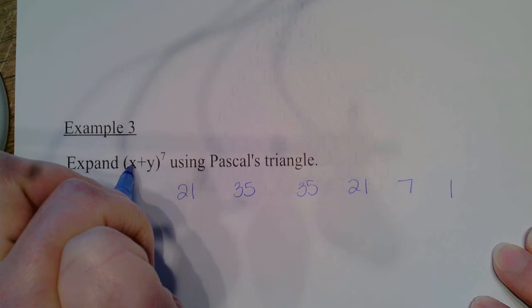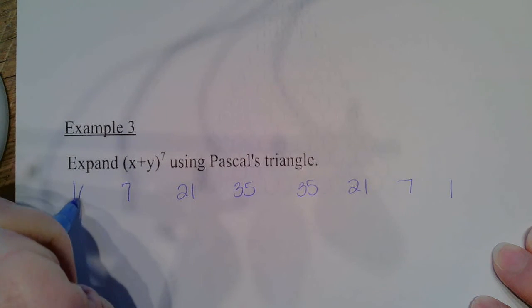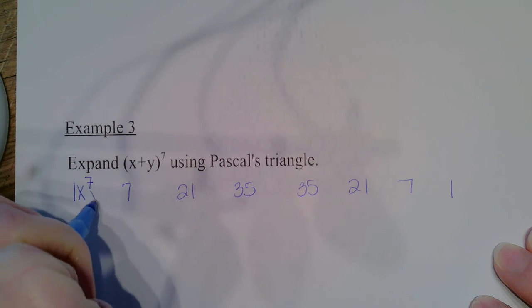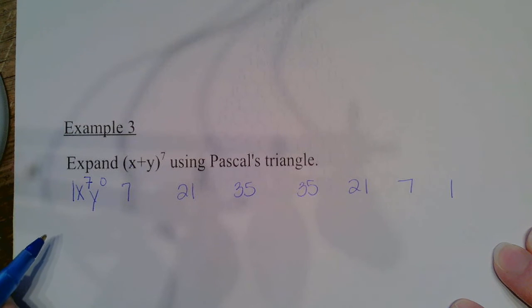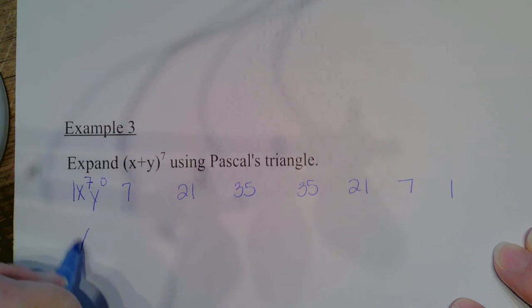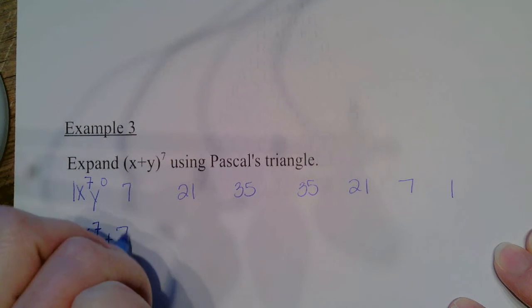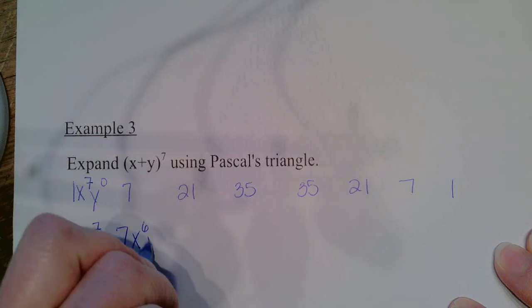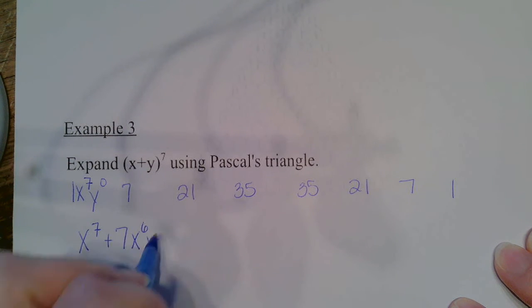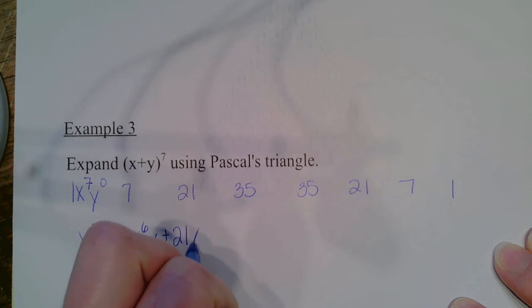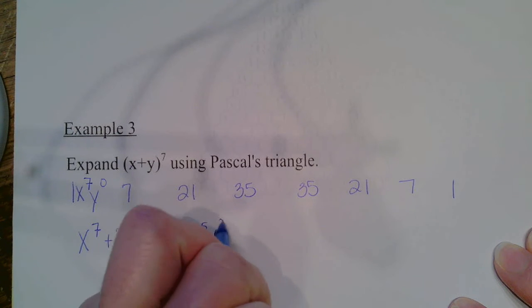So we're going to start with x to the 7th, and it would be y to the 0, which you don't have to include if you don't want. So we would probably more in a standard way see this as x to the 7th, because y to the 0 is just 1 times 1 is 1. So then I'm going to have 7x to the 6th y plus 21x to the 5th y squared.